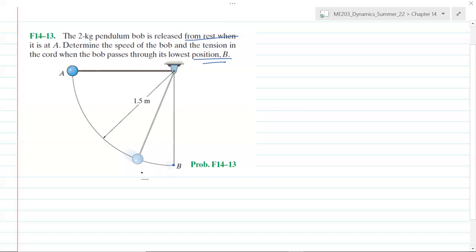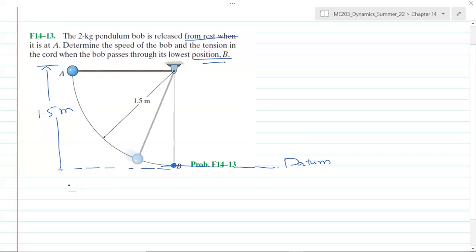So we can solve this problem using the conservation of energy principle. Let's define the datum for potential energy. We have freedom to define the datum anywhere, but I prefer to define the datum at the lower position so that I always get positive potential energy. So relative to this position, this height is 1.5 meters. It's given here.